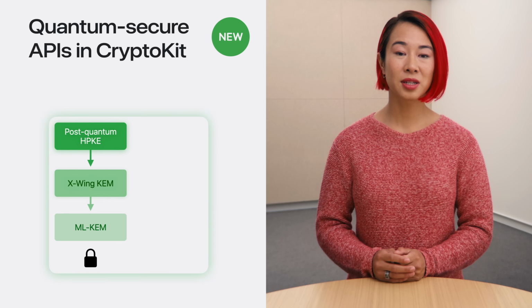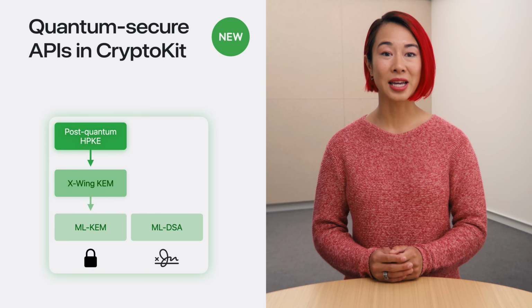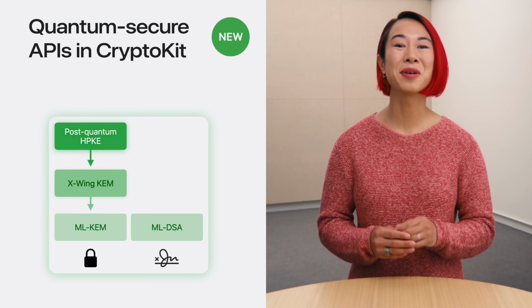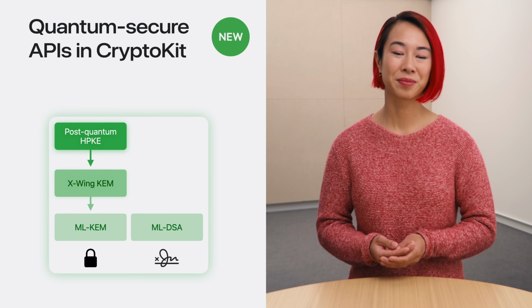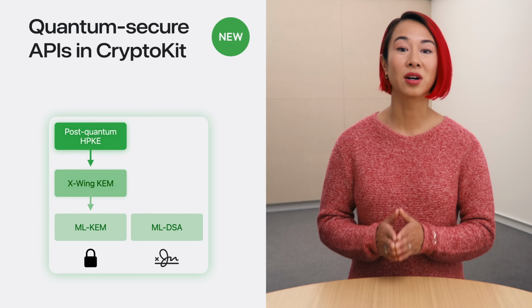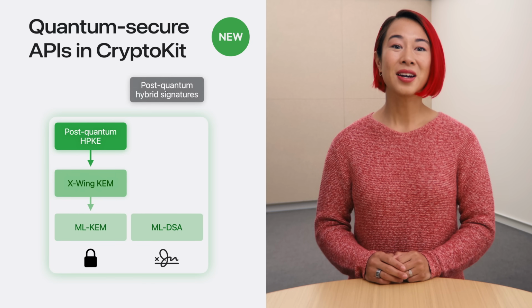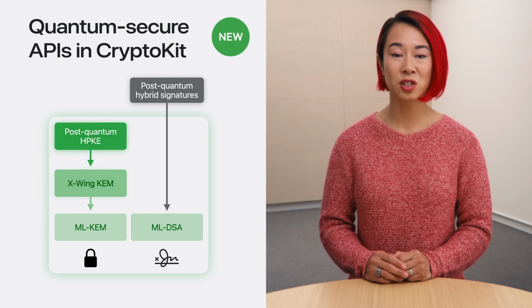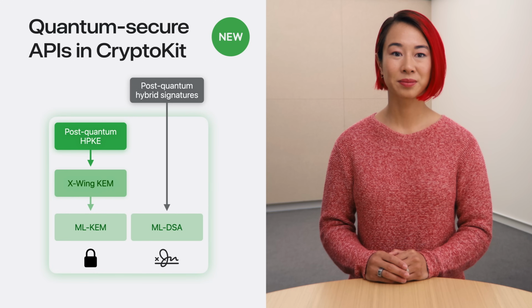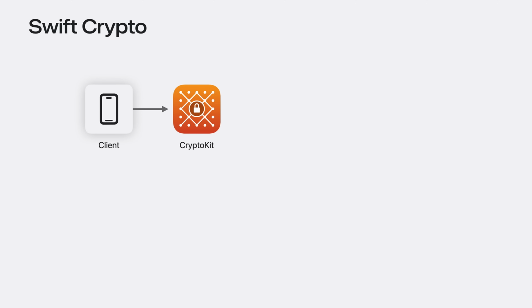Similarly, quantum-secure signatures use MLDSA as their post-quantum building block. CryptoKit now also supports MLDSA as a signature API. Like ML-KEM, the MLDSA implementation has secure enclave support. The MLDSA API can be used to build post-quantum hybrid signatures at the application code level. The CryptoKit APIs run client-side, on-device.